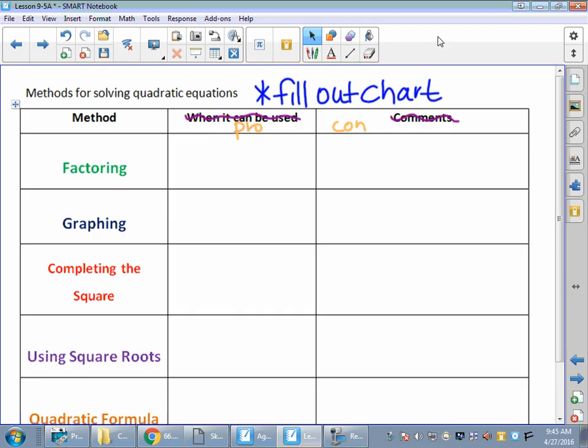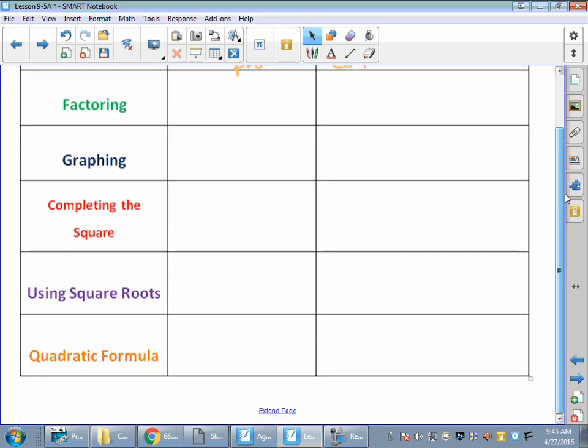So factoring is where we would multiply to a times c and add to b, or do the square method. Graphing, what's something good about graphing, something bad about graphing. Completing the square, one thing I would say is you can only do that when the a value is 1. Using square roots, where it's already a perfect square trinomial, so you can do the factoring shortcut. It's already got to be a perfect square trinomial, though. That's something I would mention. Otherwise, you can't do that so easily. And quadratic formula. One good thing about the quadratic formula I would write is it always works no matter what.